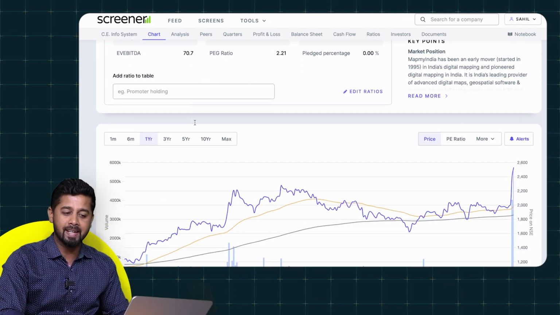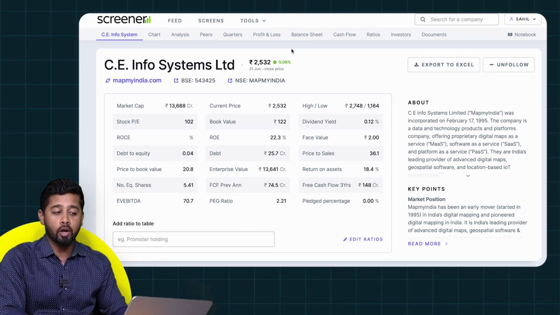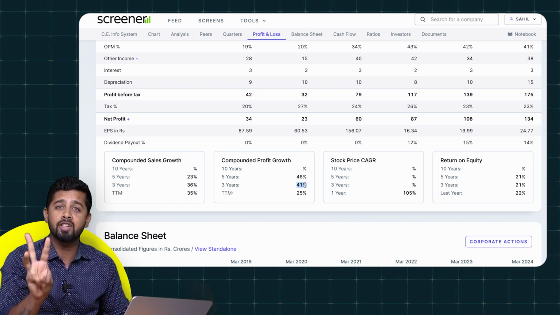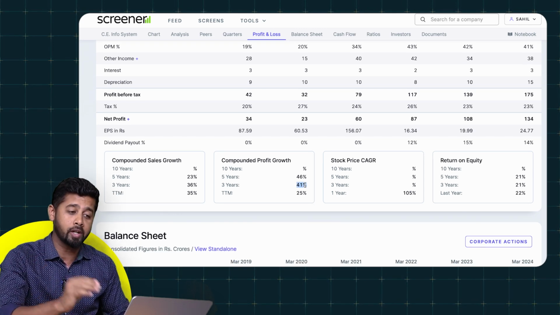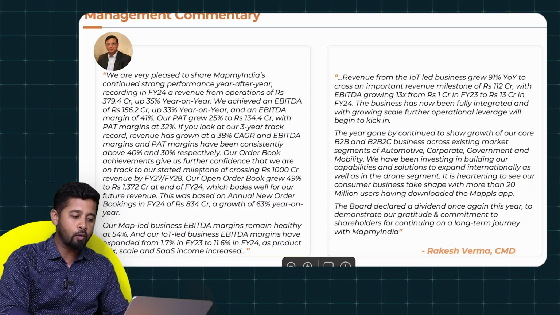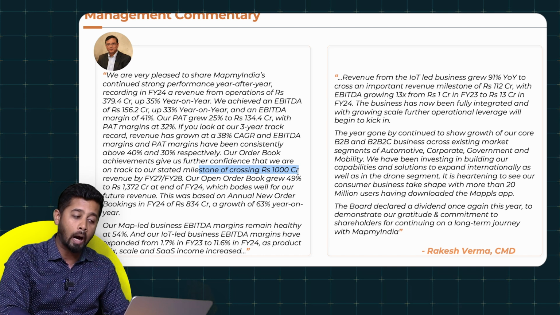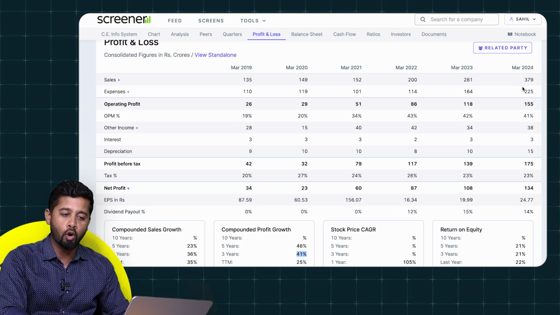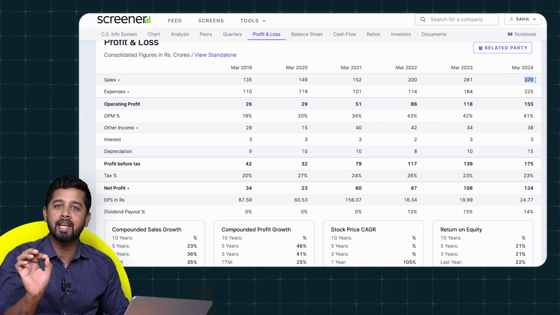Is it cheap? Is it expensive? For me, again, let's have a look at the earning growth. Earning growth is 40% in the last 3 years. The company is growing at an exponential rate. And what is the expectation? The expectation is that the company wants to cross the milestone of 1000 crore revenue by FY 27-28. What does it mean? Currently the company has sales of 379 crore.